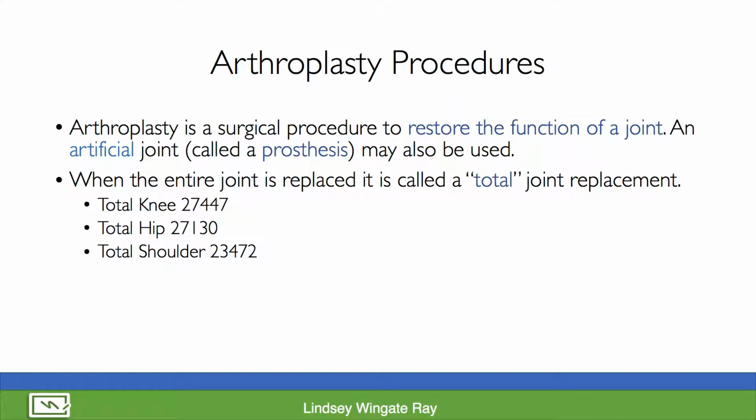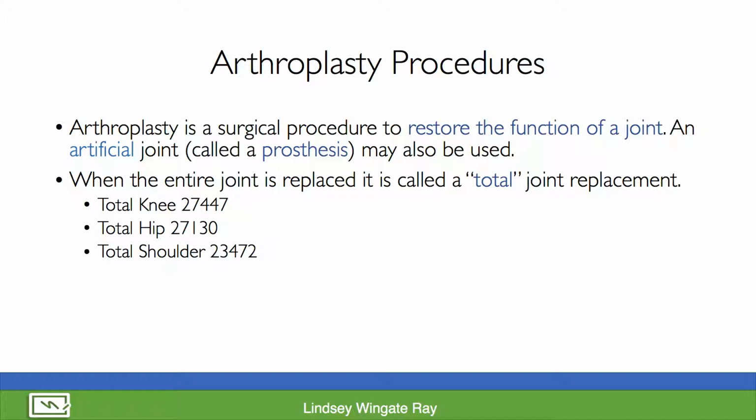Now let's talk about arthroplasty procedures. Remember, arthro means joint and plasty means reconstruction. So this is where they are reconstructing the joint. An arthroplasty is a surgical procedure to restore the function of a joint. An artificial joint, called a prosthesis, may also be used. When the entire joint is replaced, it is called a total joint replacement.